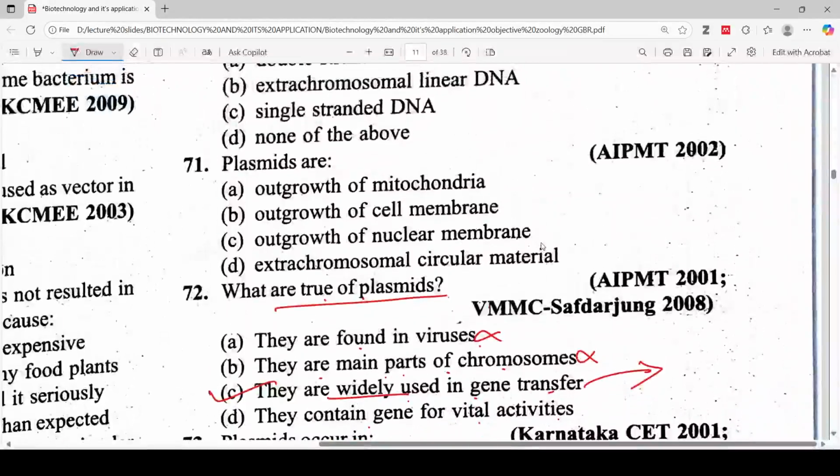Next question, again from plasmid. Plasmids are outgrowth of mitochondria. No. Outgrowth of cell membrane. No. Outgrowth of nuclear membrane. No. It's an extra chromosomal circular genetic material.